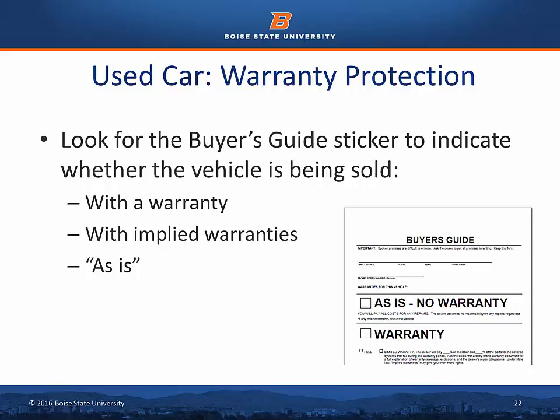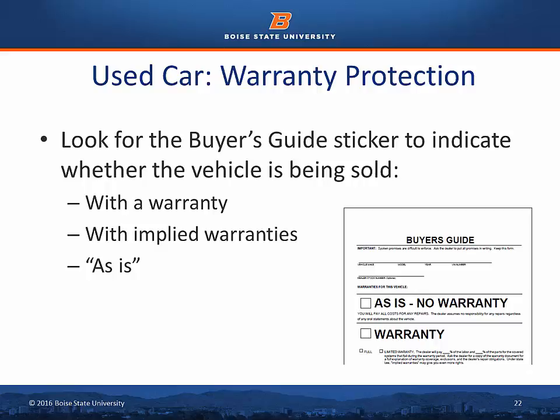Used cars usually are covered by implied warranties under state law. As is, no warranty. If you buy a car as is, you must pay for all repairs, even if the car breaks down on the way home from the dealership. However, if you buy a dealer service contract within 90 days of buying the used car, your state's implied warranties law may give you additional rights.